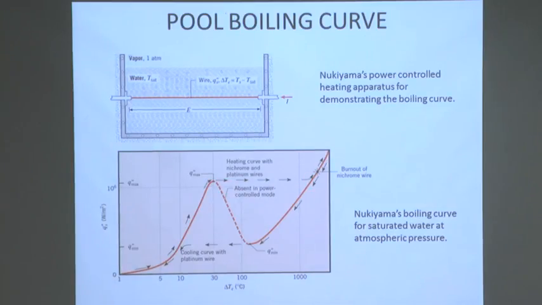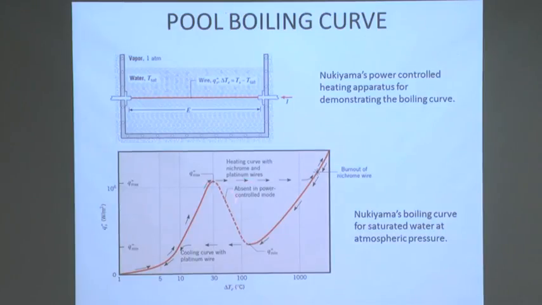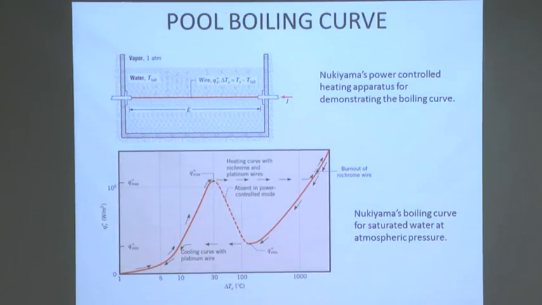We cannot have any control. So the question comes: sir, then how can we generate this curve? Yes, think from your physical understanding. To generate this curve, you have to make an independent control of temperature, not by a power control.